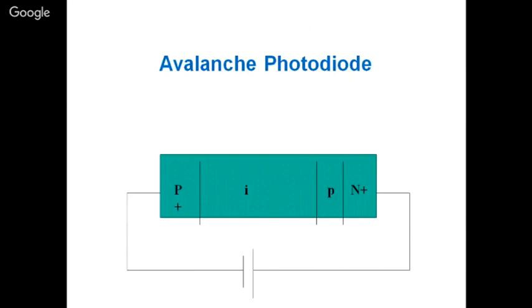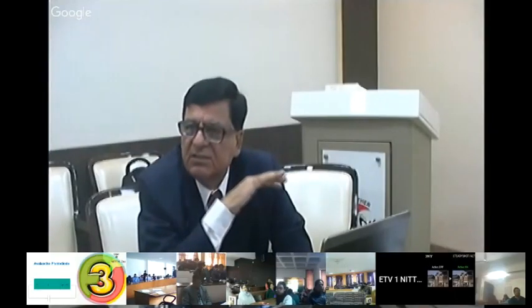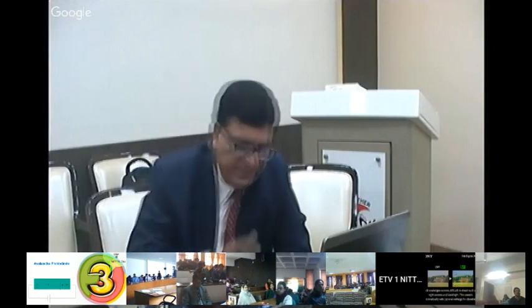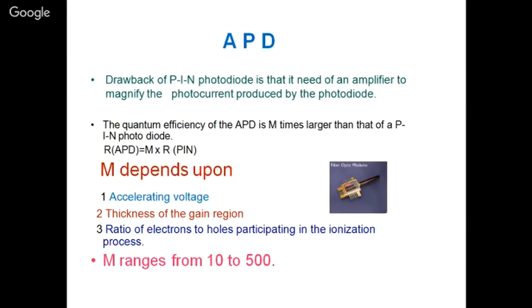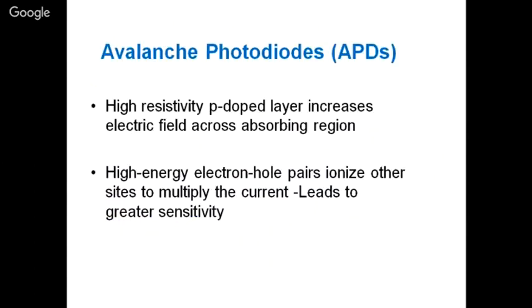So avalanche photodiodes, you should remember that the detectors were first PN type, then pin, and then another type of detector is the avalanche, but you will hardly come across it in communication systems as such. So this is APD, and a high resistivity p-doped layer increases the electric field across the absorbing region, and high energy electron-hole pairs ionize each other to multiply the current and lead to greater sensitivity. This is the mechanism.